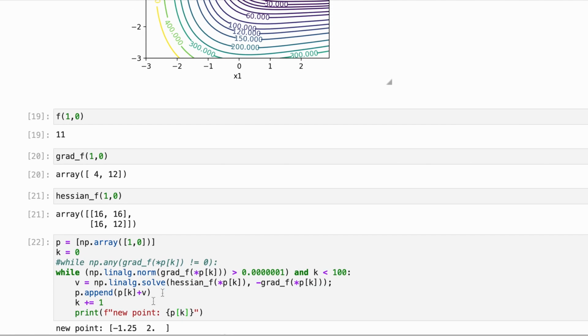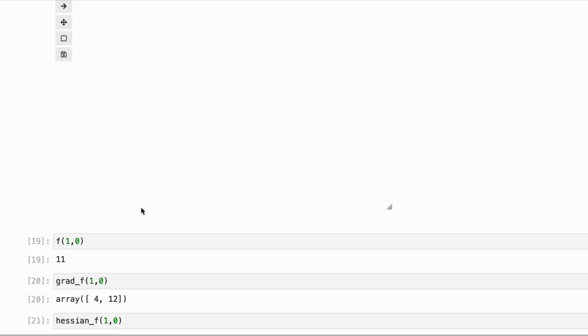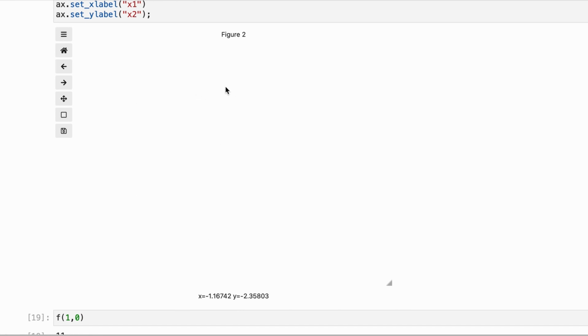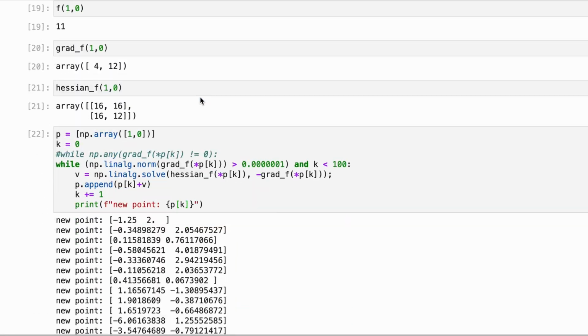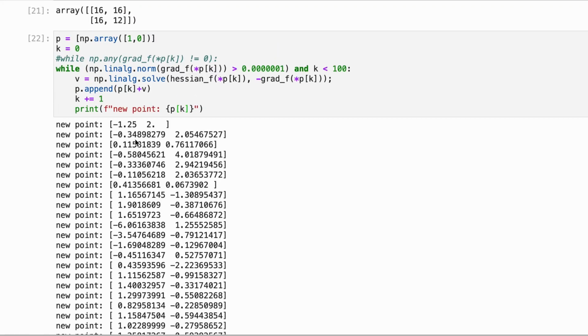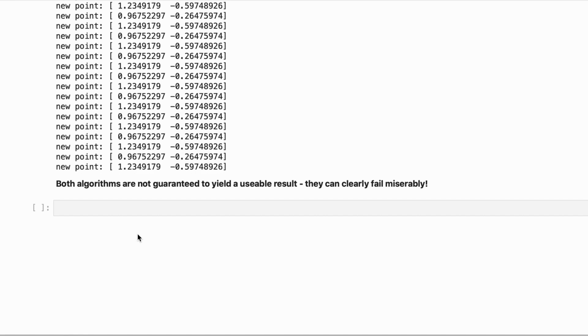And you can see the first new point, minus 1.25 and 2. That is somewhere up here. So that's pretty far away from where we started. That doesn't seem good. And actually it isn't, right? So here again, we jump around quite a bit, and if we scroll somewhere to the end of that list, actually we do get 100 points here. So the algorithm doesn't terminate because the gradient is low. It terminates because it reaches that 100 point limit.